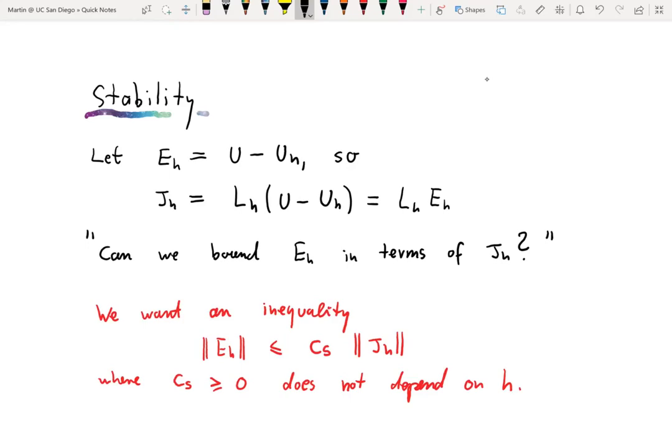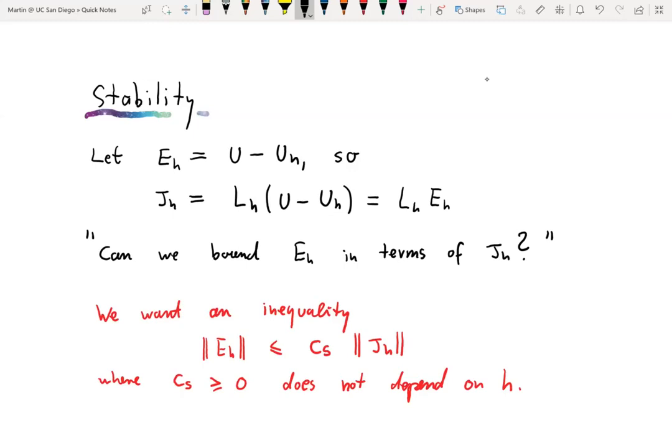Stability asks whether we can bound the error term EH in terms of the truncation error tau h. What we want in terms of concrete mathematical entities is an inequality where we have the norm of EH bounded from above by some constant C_S times the norm of tau h, where C_S is some non-negative constant, the stability constant, which ideally does not depend on h.